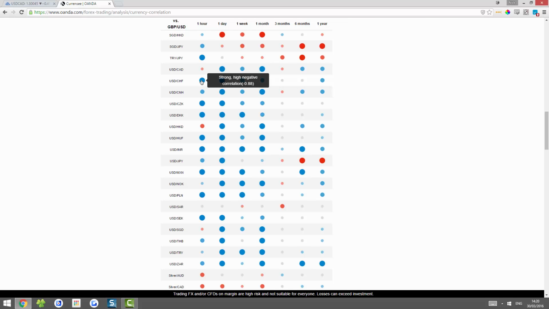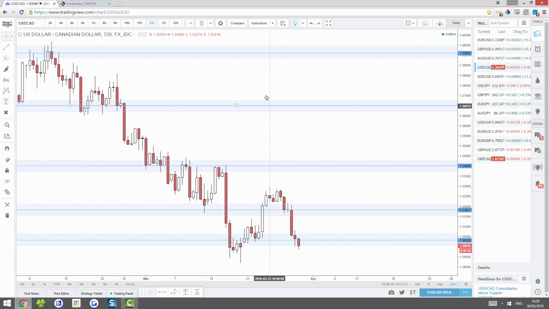USD CAD, strong high negative. No, that's CHF, sorry. USD CAD, very strong negative correlation, moderate negative correlation. So this one's going to be moving in the opposite direction. So again, essentially, we have the same trade across these four pairs, we have essentially the same trade.